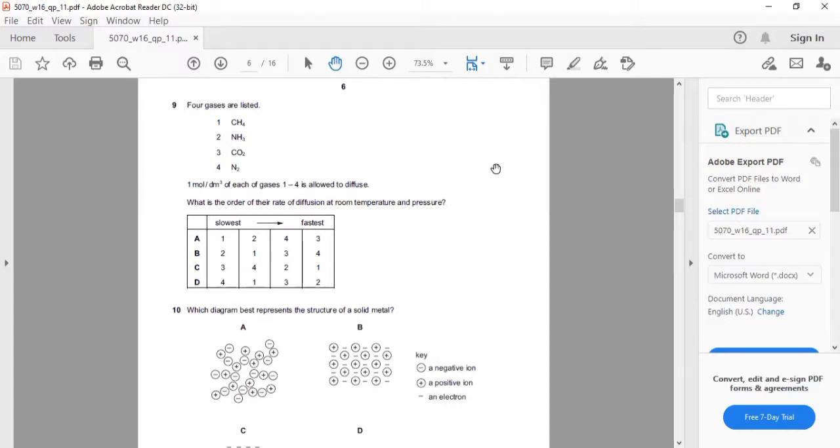9. Four gases are listed. 1 mole dm cube of each gas is allowed to diffuse. What is the order of rate of diffusion? You must know the MR: 16, 17, 44, 28. Okay. So the heaviest, carbon dioxide, will be the slowest.